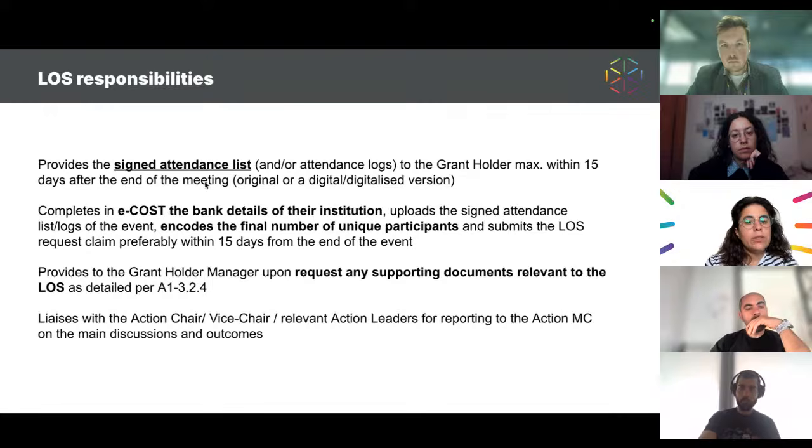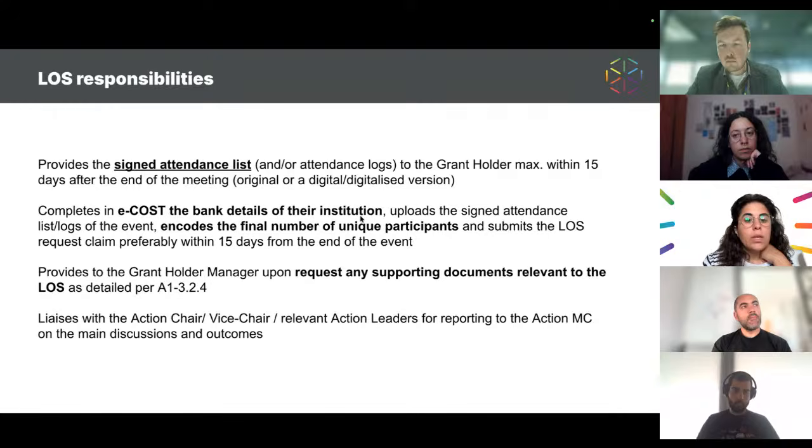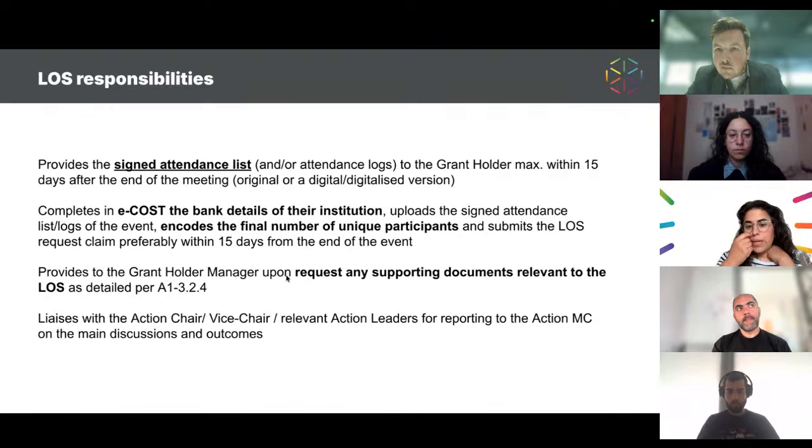Again, after the event, you will have the attendance list, which you will have to share with the grant holder institution, which is the University of Aveiro. You will also share the bank details of your institution and the final number of unique participants in the event. And the grant holder manager may ask for supporting documents, so invoices related to the organization of that event.